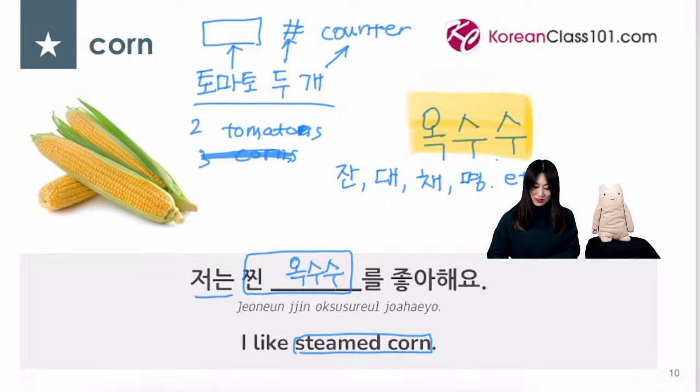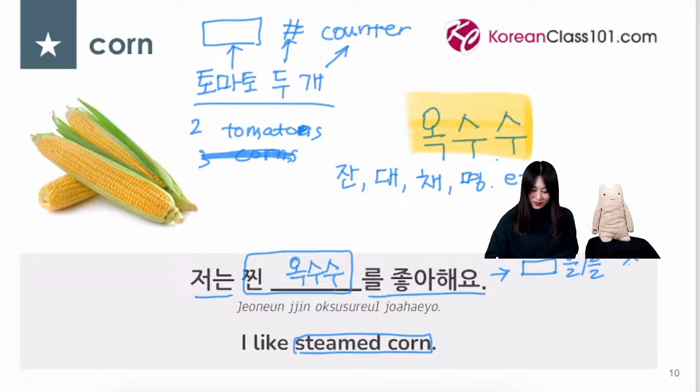를 좋아해요. Remember 싫다 and 싫어하다. You have to be very careful with the particle. It's exactly the same thing. When you use the word 좋아하다, please use the particle 을 or 를.